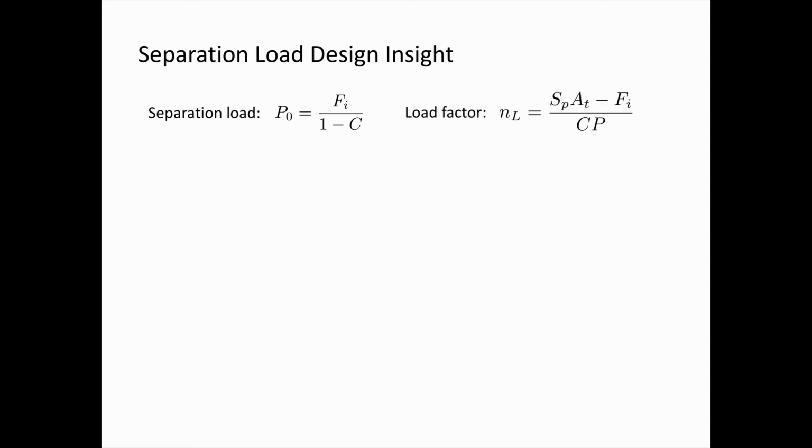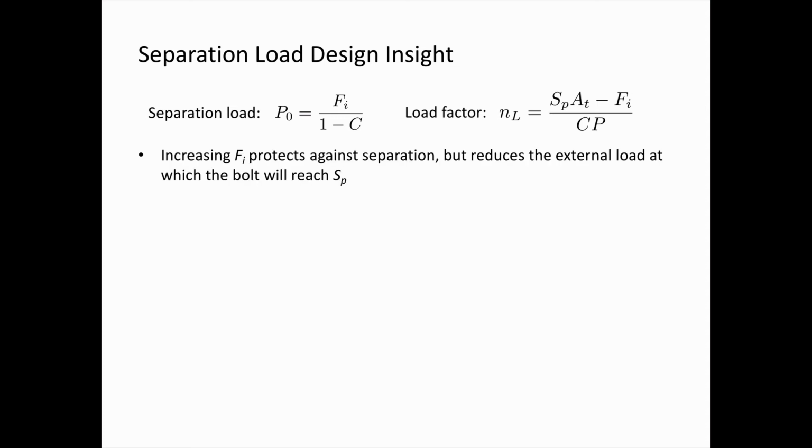So here's the separation load. Here's the load factor. So we really have two competing things going on. We want to improve separation performance, but we also want to improve structural performance. Or in other words, we'd like to prevent failure from having the stress of the bolt reaching the proof strength. So if we look at preload in both of these equations, we can see that increasing preload protects against separation. But if we increase preload, it reduces the external load at which the bolt will reach the proof strength.